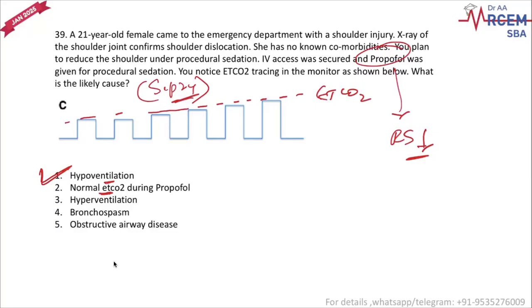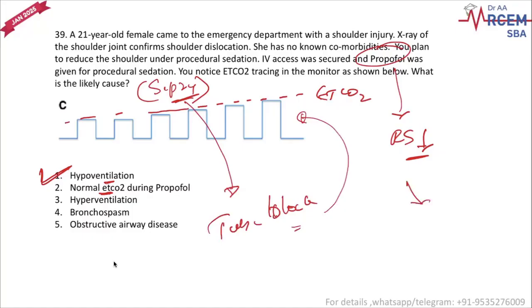In September 24, when it appeared, there was one more option they had given, where they had mentioned it as a tube block. Can tube block produce this kind of parameter? Unlikely. Tube block will obstruct the airflow itself, so the EtCO2 values will fall down because there is no airway movement at all. Expiratory air is not coming. If expiratory air is not coming, your sensors cannot pick up anything.